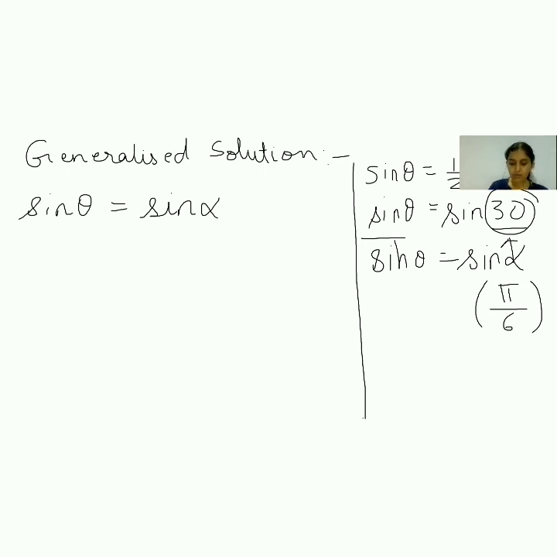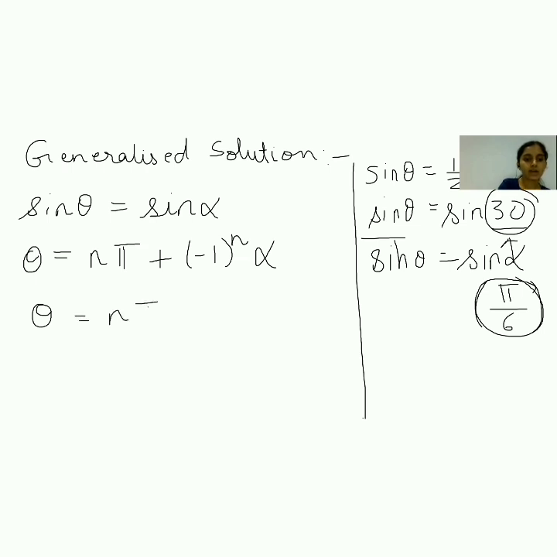Now, what is the possibility of the value theta? That means what all values can theta take? So the generalized solution for sine theta is n pi plus minus 1 raised to n, into alpha. If we take the same example, sine theta is equal to half, what is the alpha value we have? It is pi by 6. So alpha is pi by 6. That means theta is equal to n pi plus minus 1 raised to n pi by 6.